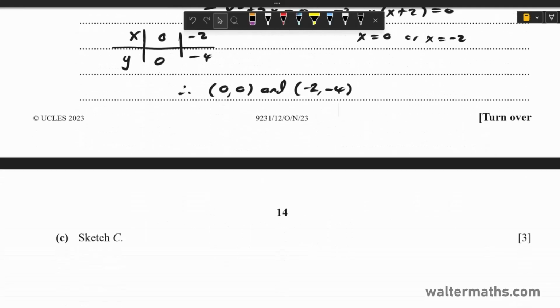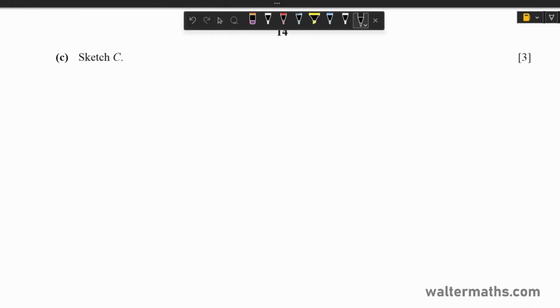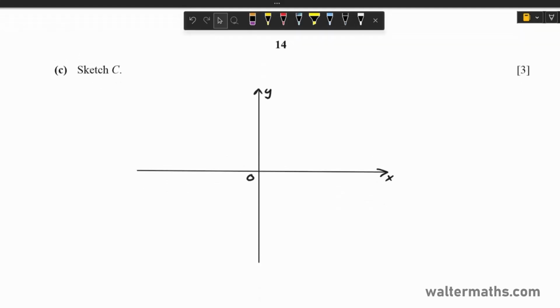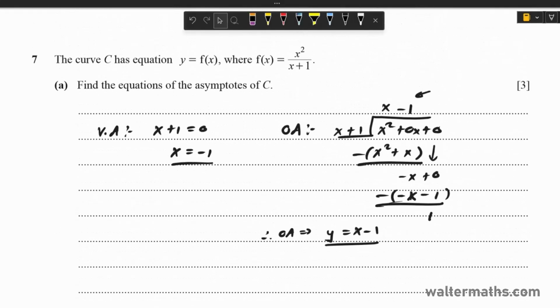Next up is part C, where they say we should sketch C. So we can make the sketch of the graph right here. So we have the axis. Here we have the vertical axis y and the horizontal axis x and the origin. Now we have the asymptotes.